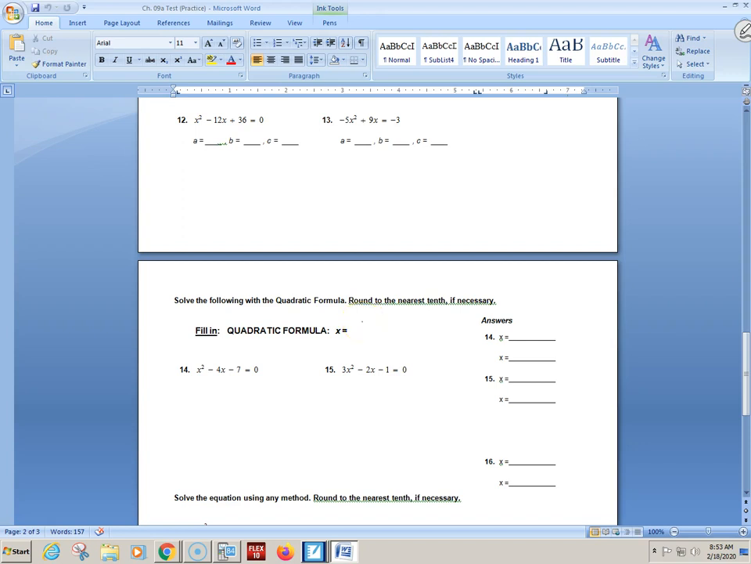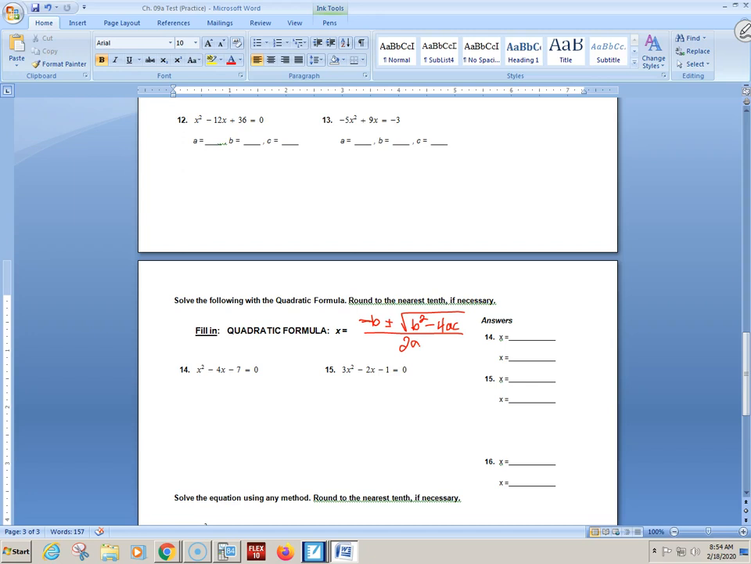X equals, how's it go? Negative b plus or minus, hi computer, that's not working. There we go. Square root, what goes next? B squared minus 4AC all over 2a. Got it. Okay, that's the whole, wait, what's that thing called again? Quadratic formula. Circle it, box it, underline it, highlight it.